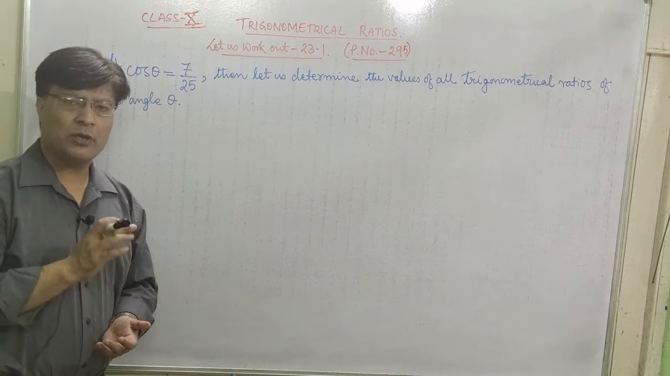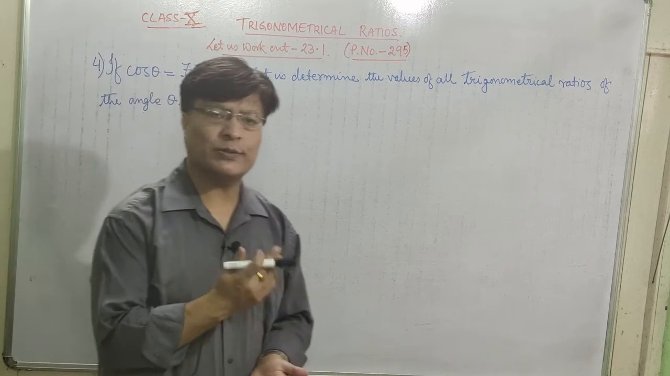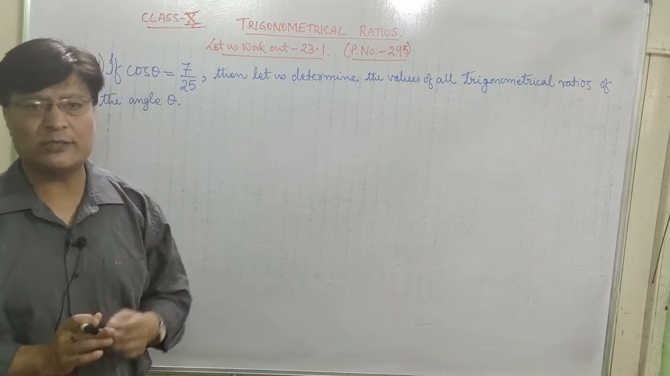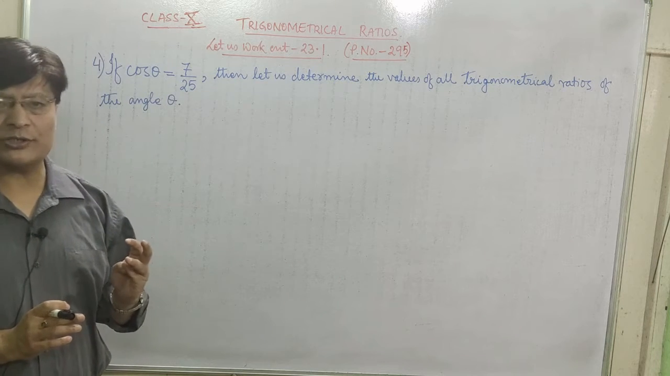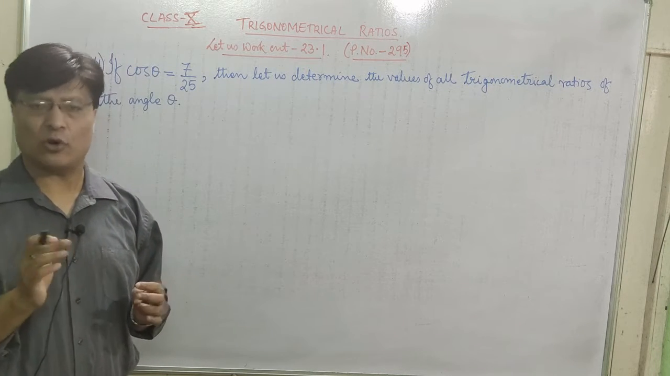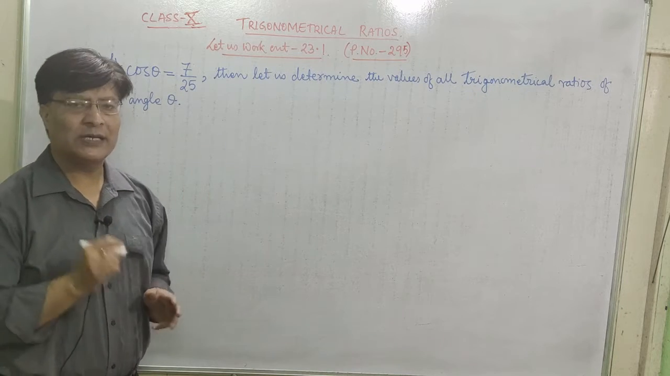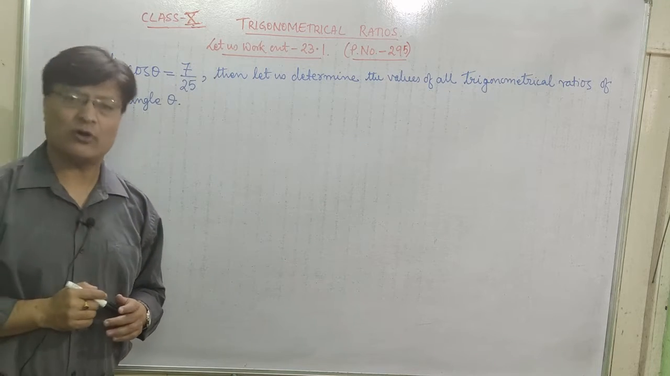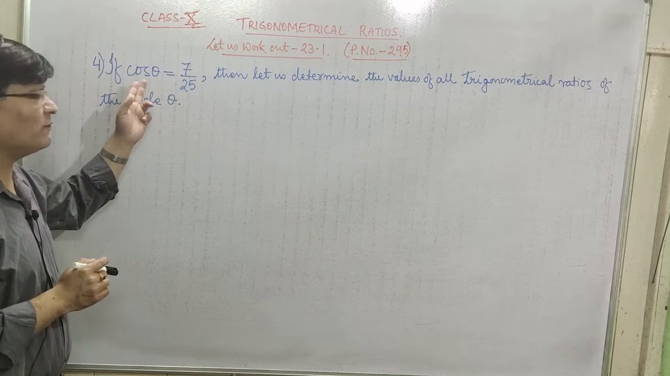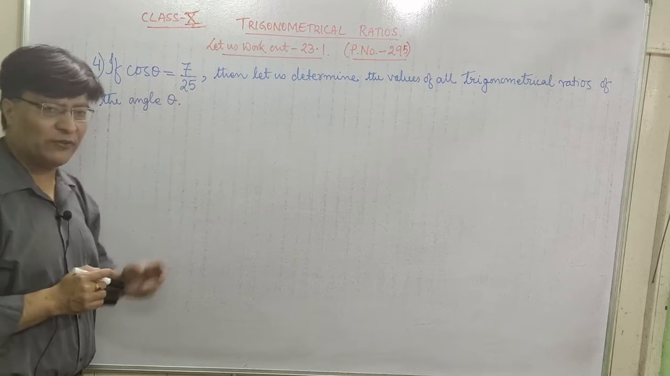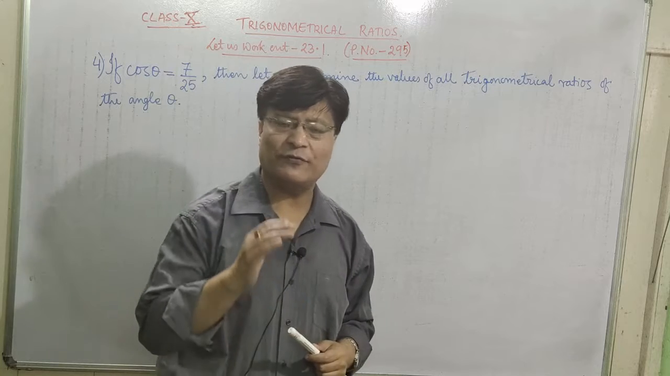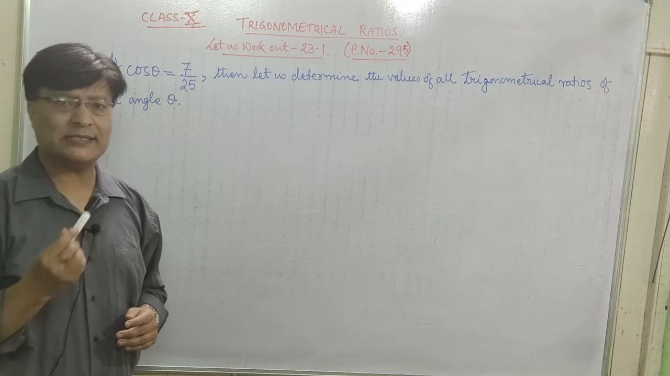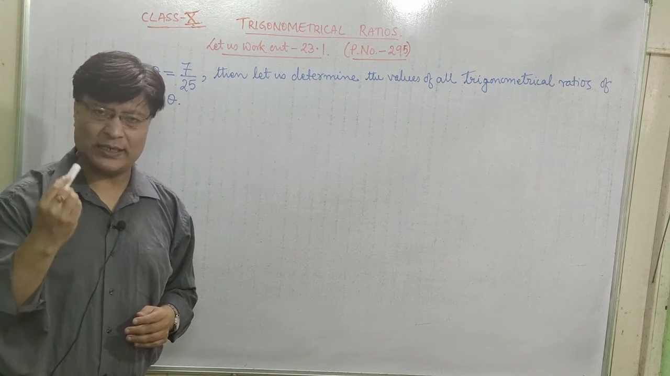trigonometrical ratios of the angle theta. What do you mean by all trigonometrical ratios of the angle theta? All trigonometrical ratios means you know that there are 6 trigonometrical ratios. One is sine, cos, tan, cot, sec, cosec. So you have to find out the values of sine theta, cos theta, tan theta, sec theta, cot theta as well as cosec theta. So from this given value of cos theta is equal to 7 upon 25, you should find out the values of all trigonometrical ratios, that is sine theta, tan theta, cosec theta, sec theta and cot theta. So let us find it.